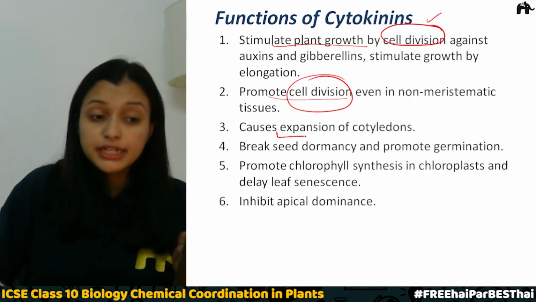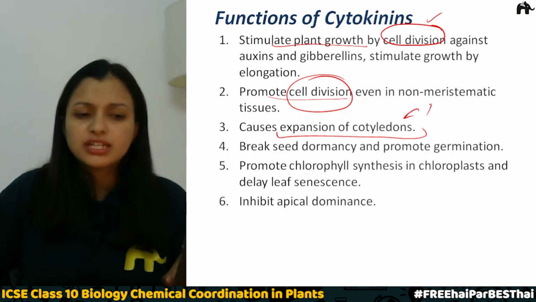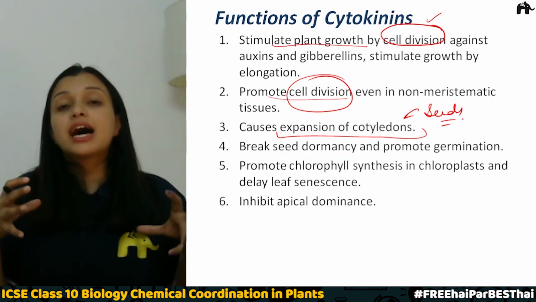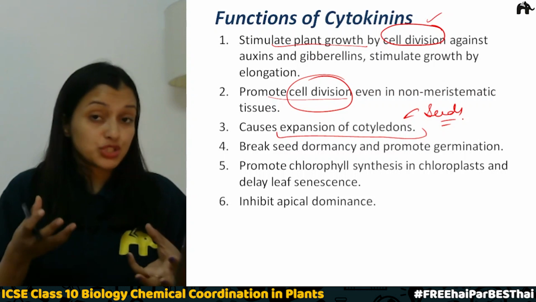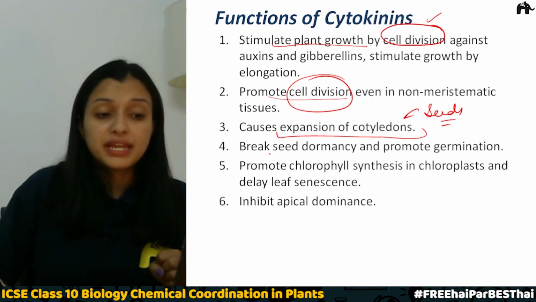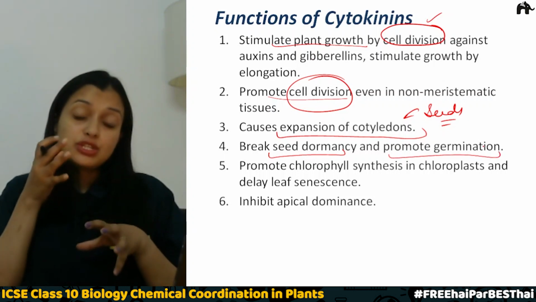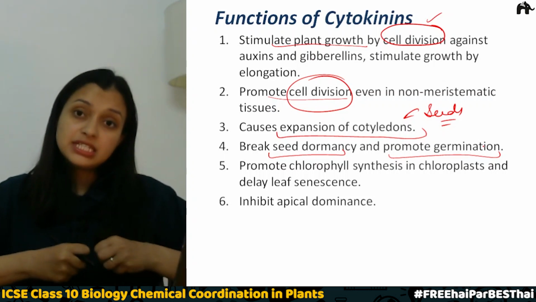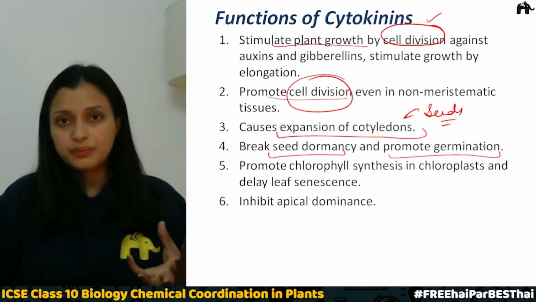Then, it also leads to the expansion of cotyledons. So where are these cotyledons? These are in the seeds, right? So in seeds, the cotyledons are expanded by the function of whom? By the function of these cytokinins. So they also break the seed dormancy and they promote germination. They actually break the dormancy in seeds, and when these seeds come out of the inactive stage, they start germinating.